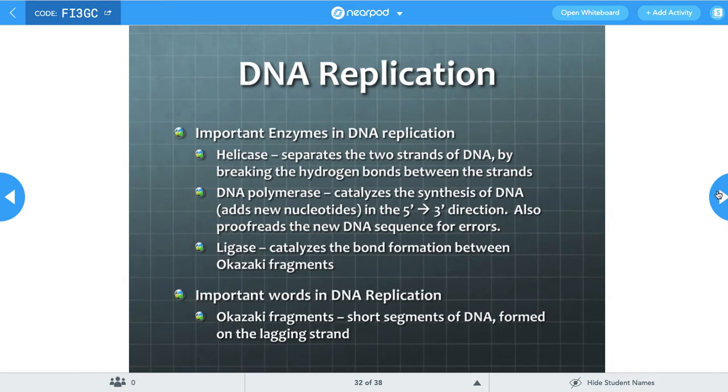Then we have DNA polymerase, which catalyzes, or speeds up, a chemical reaction: the synthesis, or making, of DNA by adding new nucleotides in the 5' to 3' direction. It also proofreads the new DNA sequence for errors. Ligase catalyzes the bond formation between Okazaki fragments on the lagging strand. Okazaki fragments are short segments of DNA formed on the lagging strand.